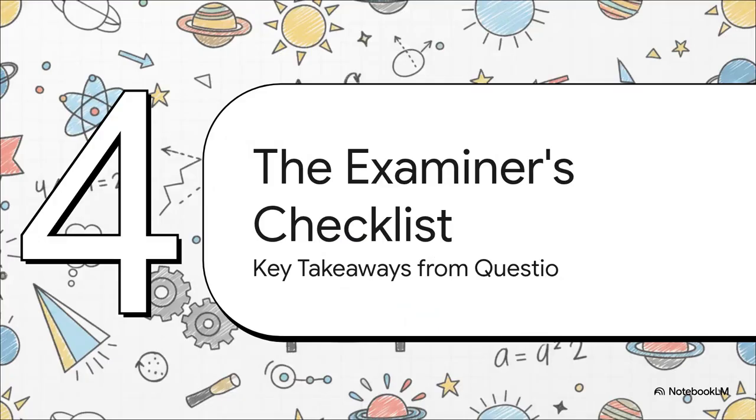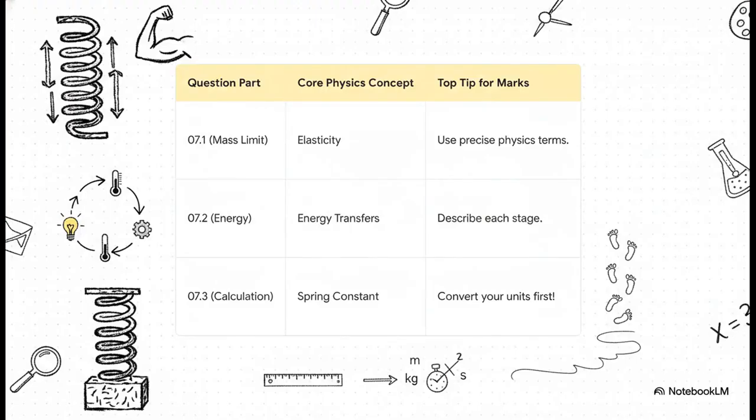So, we've completely taken this question apart. What are the big lessons here for your exam technique? Let's pop on our examiner hat just one more time and build the perfect checklist. Think of this table as your ultimate cheat sheet for scoring high. For that first question, the mass limit one, it's all about elasticity, so you've got to use those precise physics terms. For the energy question, it's about the transfers, so tell the complete A to B story. And for any calculation, the absolute golden rule is check your units and convert them before you do anything else. You master these 3 things, and you're not just answering the question, you're thinking like an examiner.